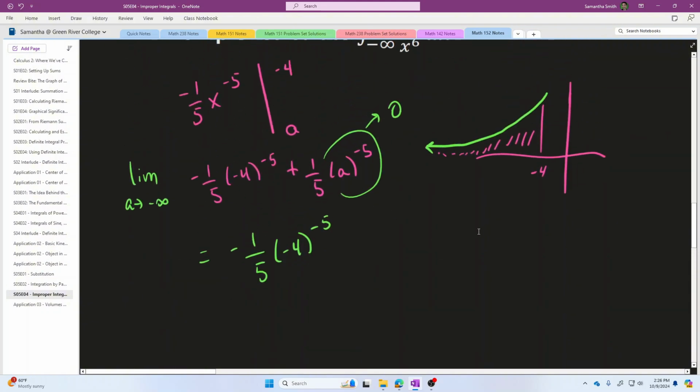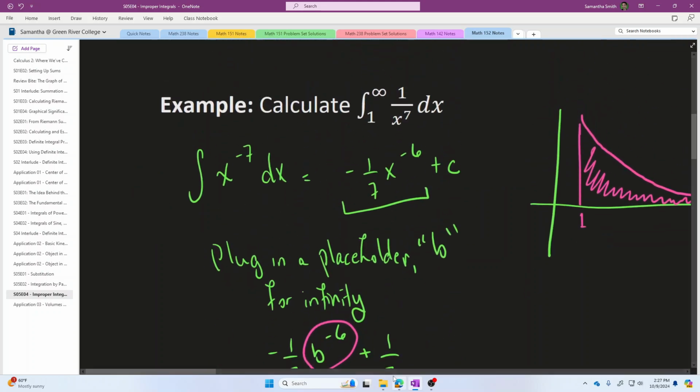Now, in both of these cases, we've gotten answers that are finite. And that's a little bit surprising, isn't it?